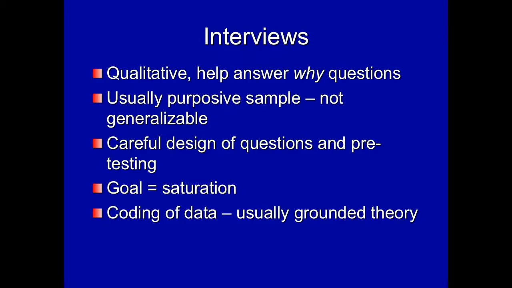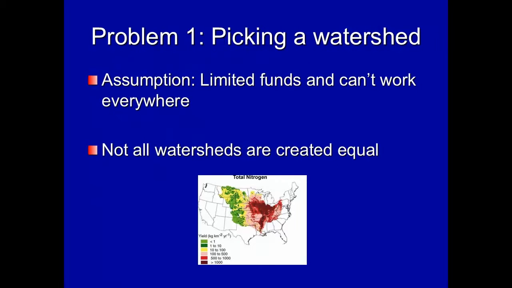What are the problems with watershed management? So the first problem is that we have to pick a watershed where we think our work is going to be successful. Ideally, we could work everywhere across the entire Midwestern landscape dealing with this issue of hypoxia in the Gulf of Mexico. But in reality, we don't have enough money. So I argue that we should be strategic in where we spend our money, and we should start spending our money in watersheds where we think we're more likely to be successful.